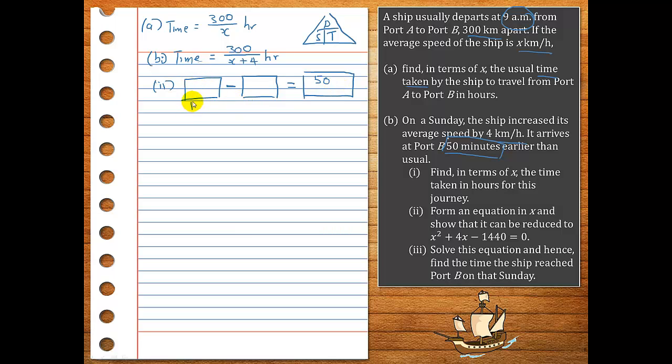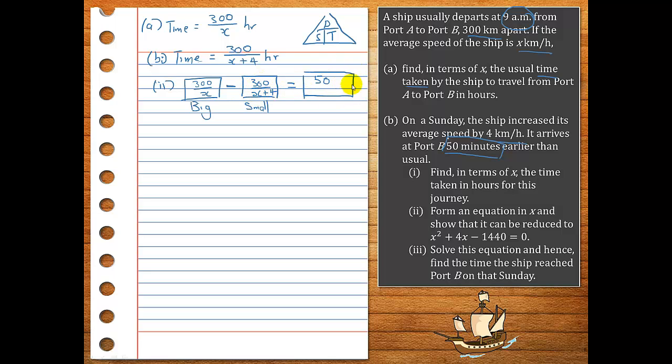So, it is crucial to remember that you use the bigger value to minus the smaller value. Now, which one is smaller and which one is bigger? Since the denominator here is bigger, this whole value here will be, yes, smaller. And hence, the bigger time will be 300 over x. And the smaller one will be 300 over x plus 4.